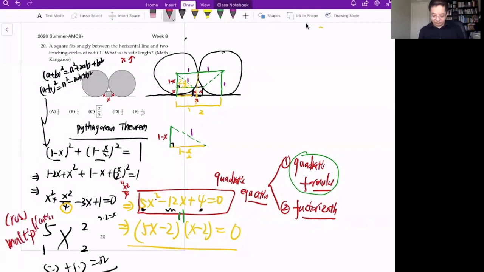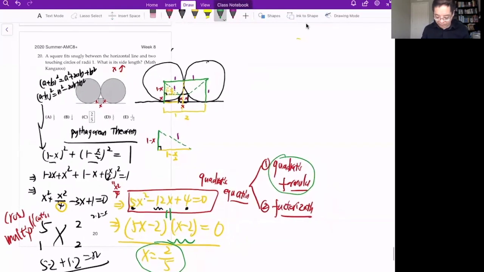To factorize it. All right, so from here we get x is 2/5. Then you say, oh, but there's another one, x is 2, but x is 2 is impossible, since the height cannot go beyond the radius of the circle, right? So this one is impossible. So we get x is 2/5 as the only valid choice.